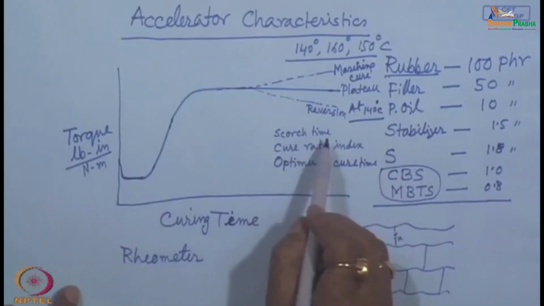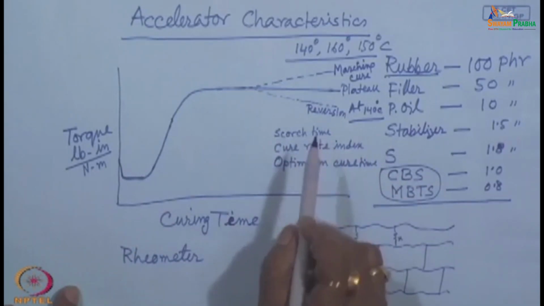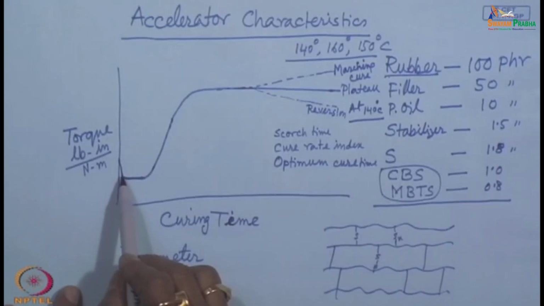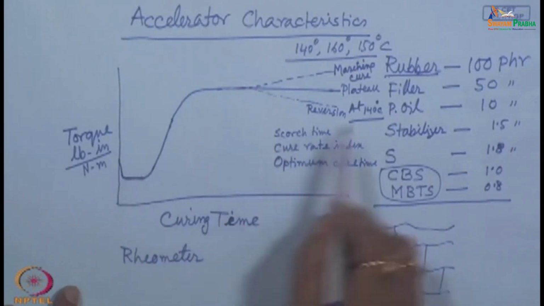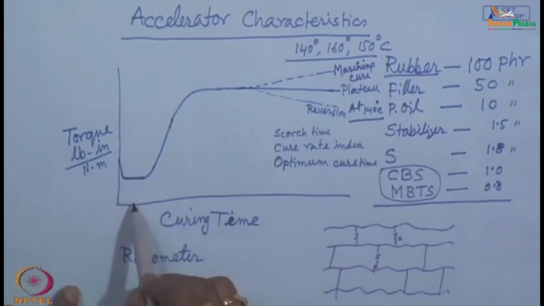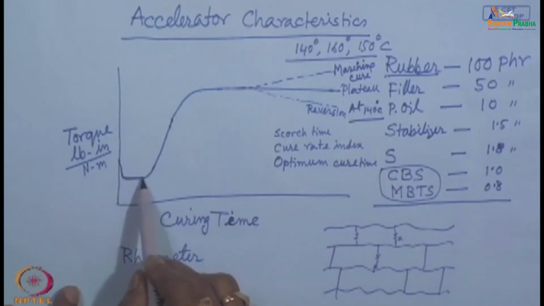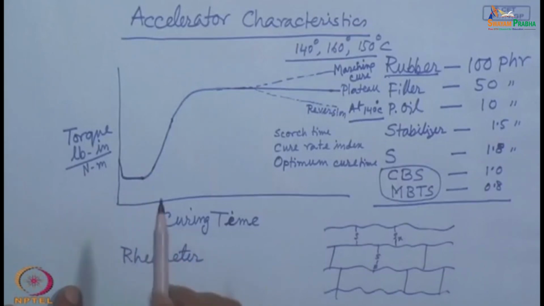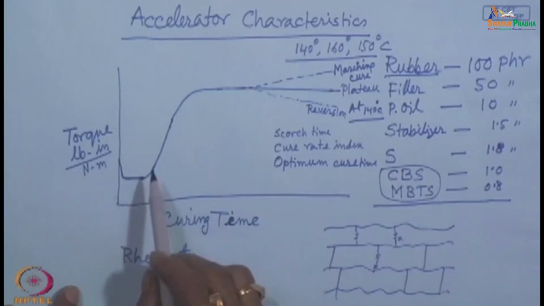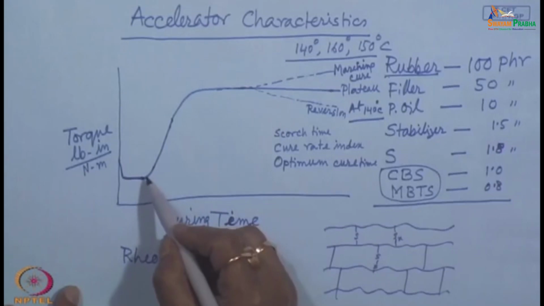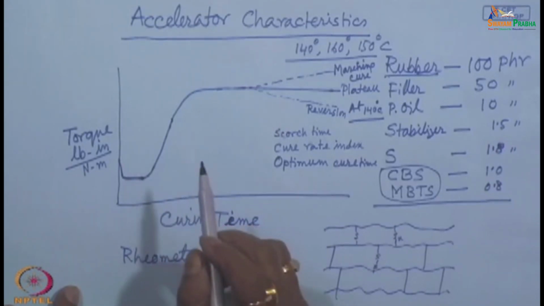And let us see what is scorch time. Now, when it is placed, the viscosity or torque decreases due to the increase of temperature of the compound. As soon as that compound senses this temperature of 140 degree, then it becomes parallel to the time axis. That means there is no chemical change till this point. Beyond this point, some chemical change has started to occur and then torque starts rising.